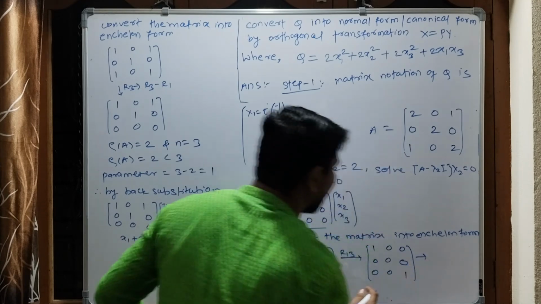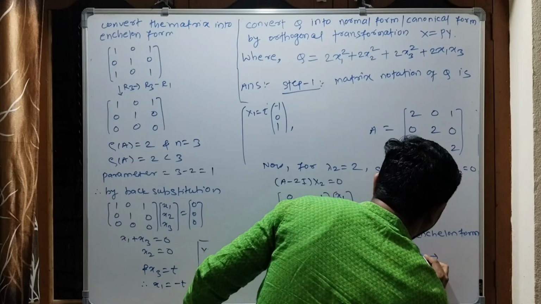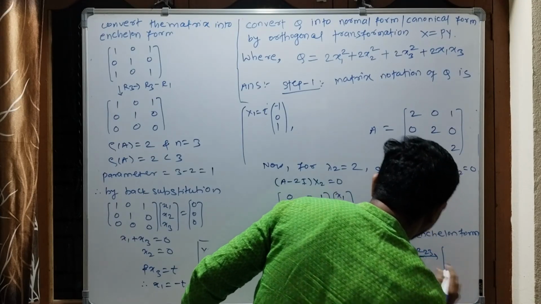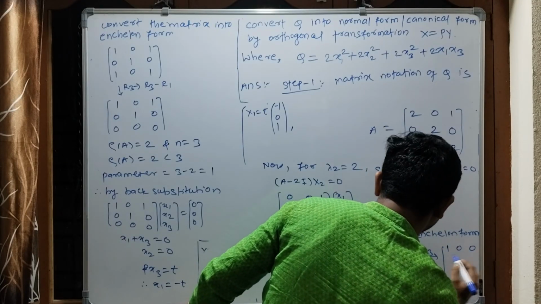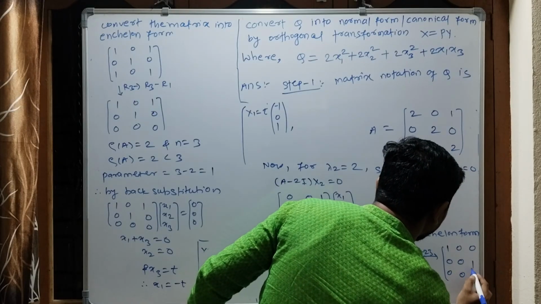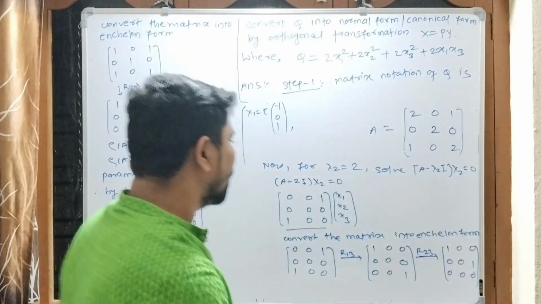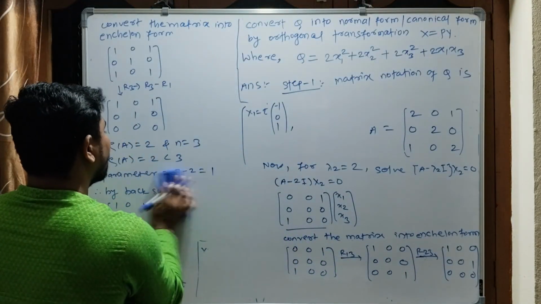Now here I want to apply R2 and R3. Here I want to swap my R2 and R3. So here I got the matrix as 1, 0, 0, this is 0, 0, 1, 0, 0, 0. Now, this is the echelon form of my matrix. And the rank of this matrix is 2.